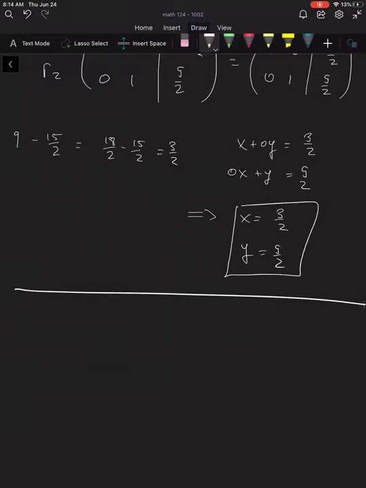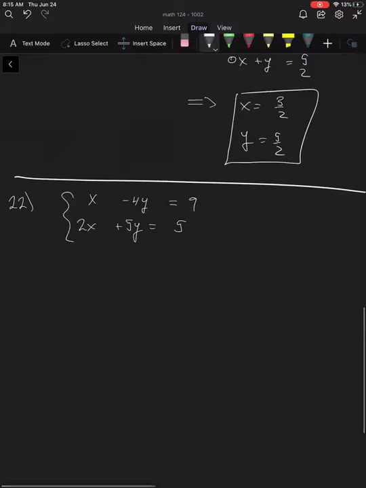Okay, the next one, number 22. So let's do the same thing with this: x minus 4y is equal to 9, and then 2x plus 5y is equal to 5. Okay, so here's this problem. Split it into a matrix.